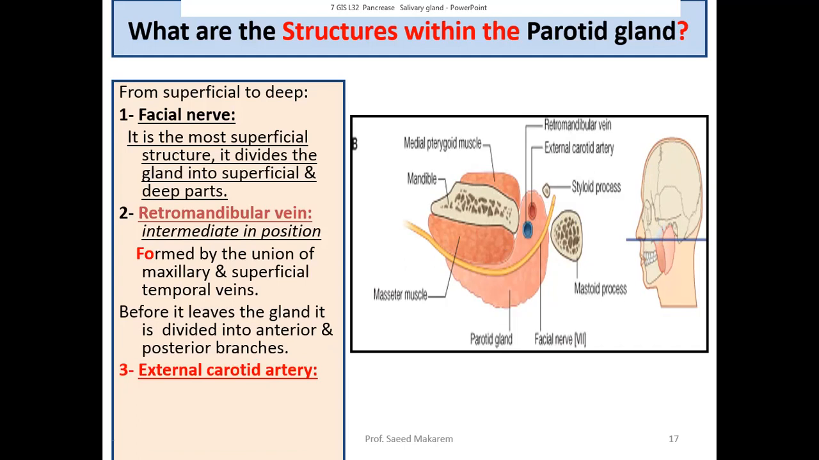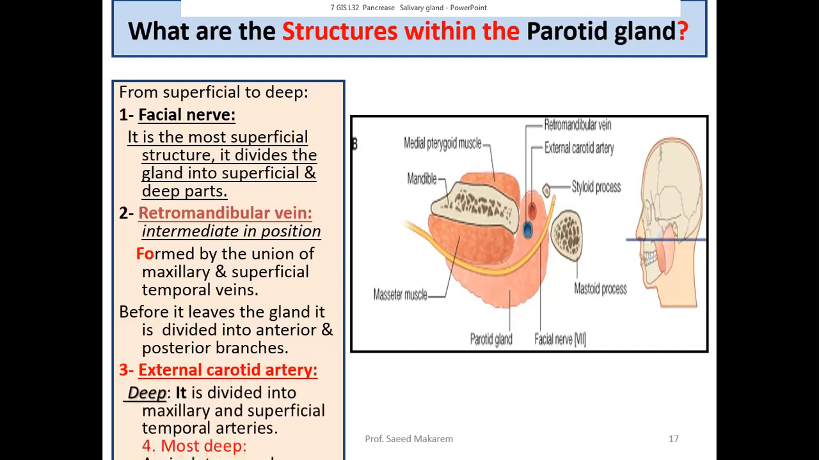And then we have the external carotid artery, which is also passing through this gland. So they are very important. There is a nerve, a vein, and an artery, all passing through the parotid gland. Even though the parotid gland is very superficial and surgery can easily be done, there are very important structures passing through it. The nerve is the facial nerve, the artery is the external carotid artery, and the vein is the retromandibular vein.